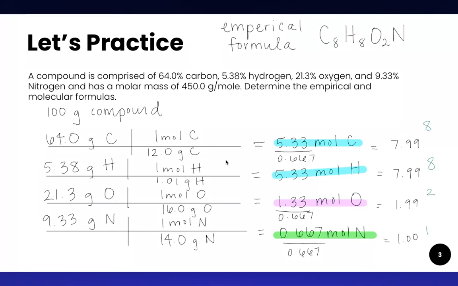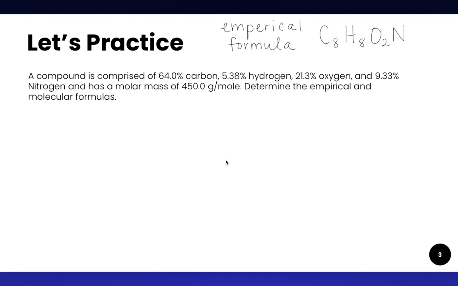Now we're going to get our practice at determining the molecular formula. So in order to do that, we're going to need more space. This question tells us that the molar mass of the compound is 450 grams per mole. So we need to figure out the molar mass of the empirical formula.